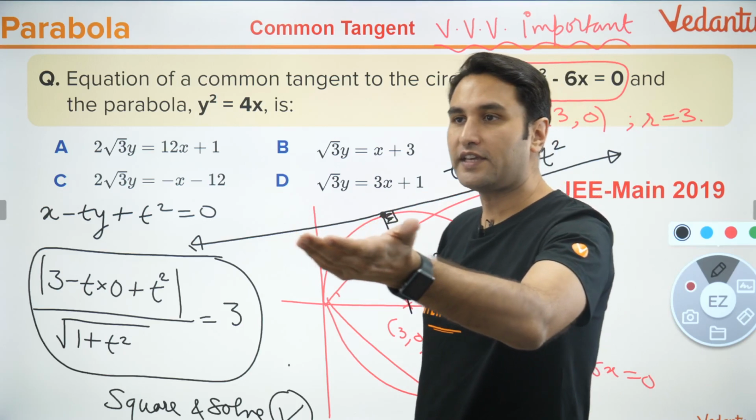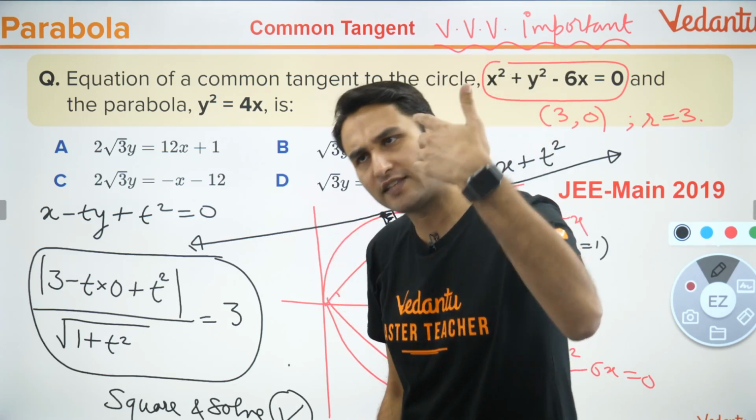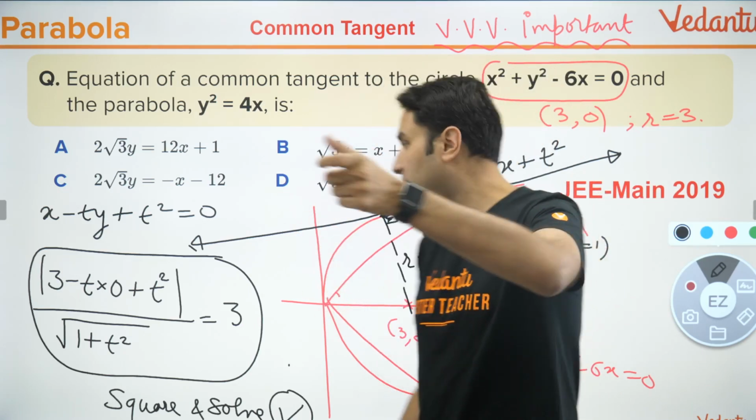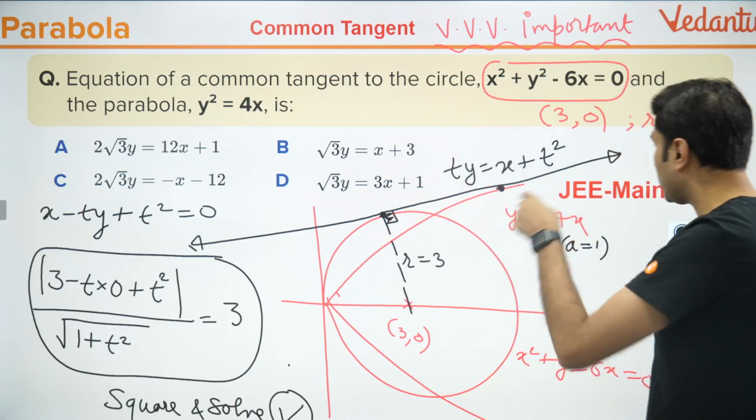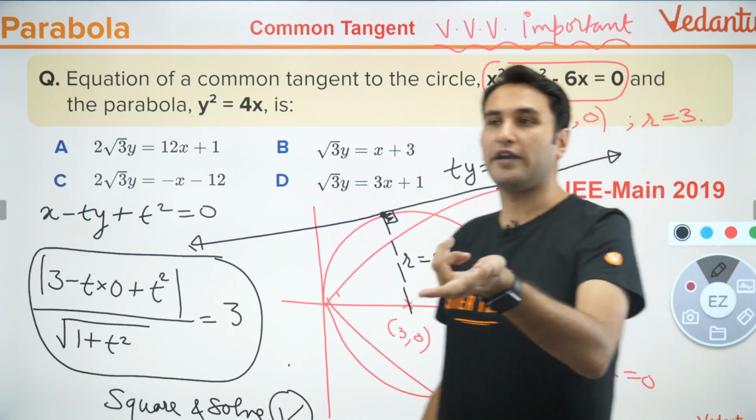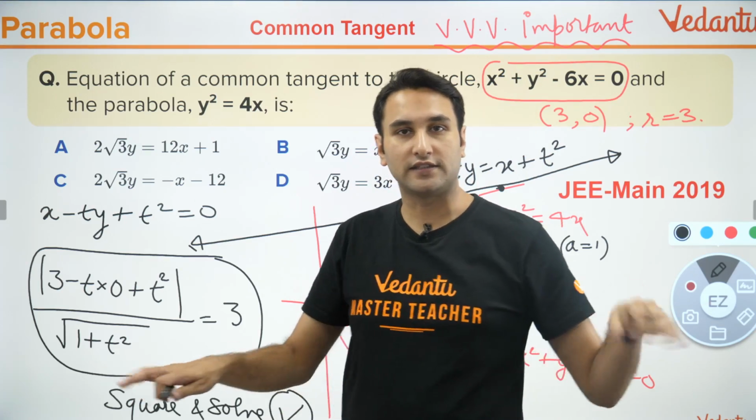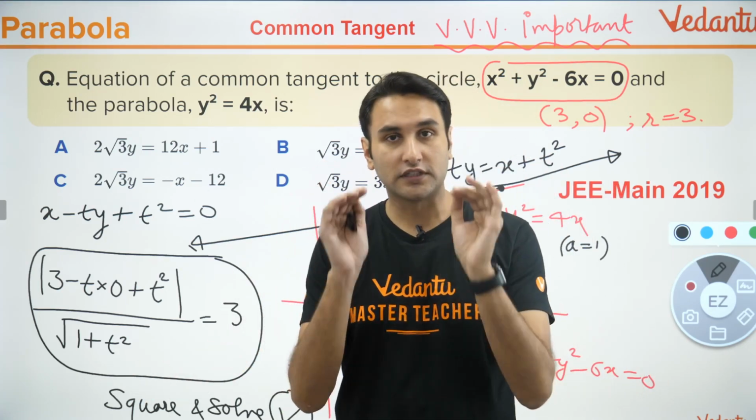Shubham is saying, can I use y equal to mx plus a by m? It's exactly the same thing, because the only difference between the equation you are talking about and this equation is m is equal to 1 by t. M is equal to 1 by t. That's it, nothing else. Again, I'm repeating the algorithm, the steps.